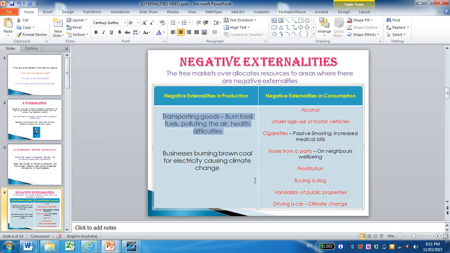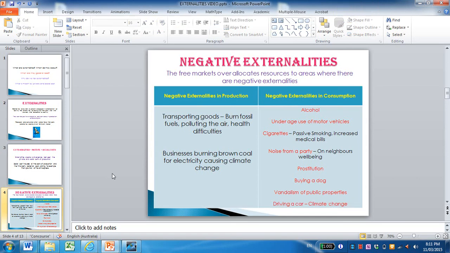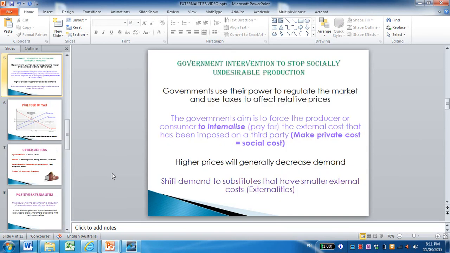As you can see down the bottom, climate change is another example of a negative externality in consumption, because we also pollute the atmosphere when we drive our cars and use electricity as consumers. So climate change is actually a negative externality in both production and consumption.